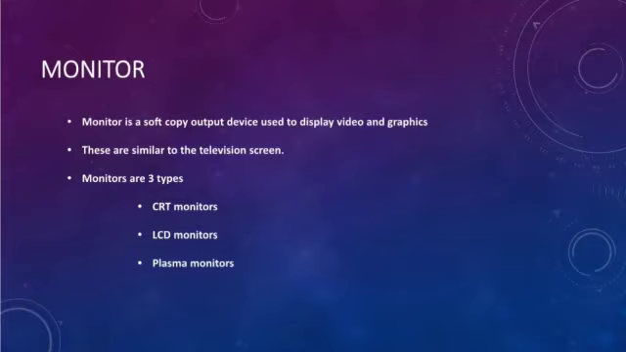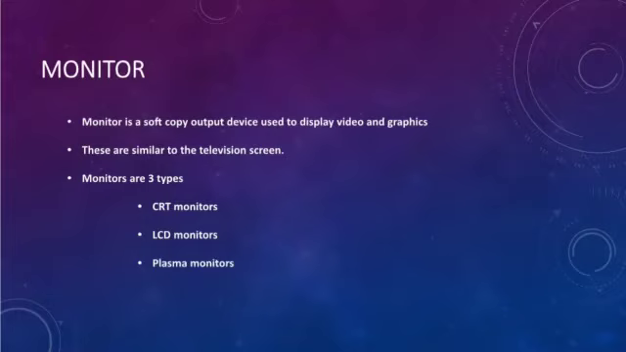The monitors are three types. They are CRT monitors, LCD monitors and plasma monitors. CRT means cathode ray tube monitors and LCD means liquid crystal display monitors. Third one is plasma monitors.